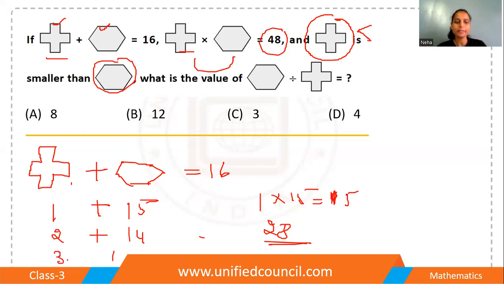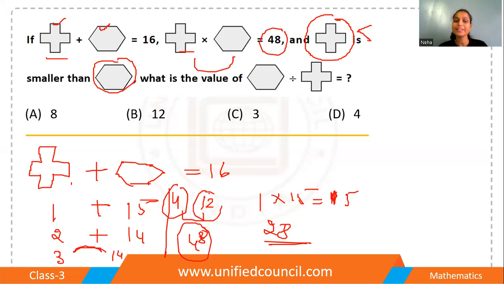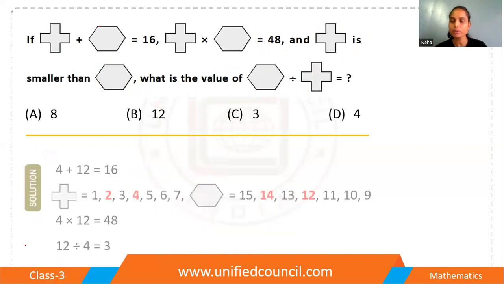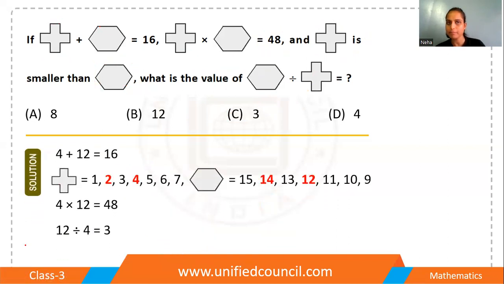So what can I take? 3 and 13. 13 times 3 is again not 48. So I can take 4 and 12. 4 plus 12 is 16 and 4 times 12 is 48. This is correct, so the numbers are 4 and 12. Now I have to do the division. This is equal to 4, this is equal to 12, so 12 divided by 4 is 3. Option C is the right answer. So basically you have to put in different numbers and check which one fits well.